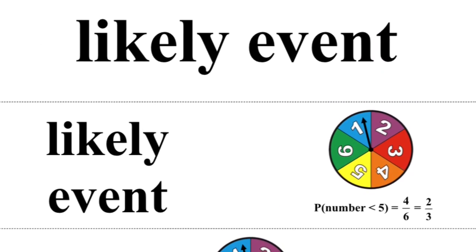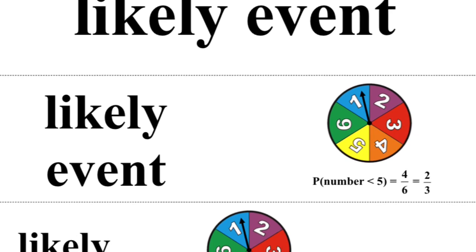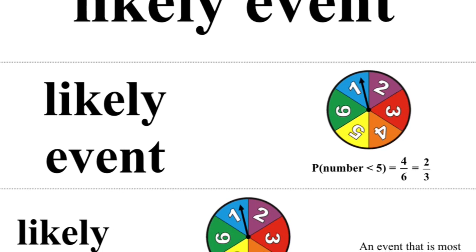A likely event is an event that's probably going to happen. So if I were to roll a number cube, I'm likely to get any number.